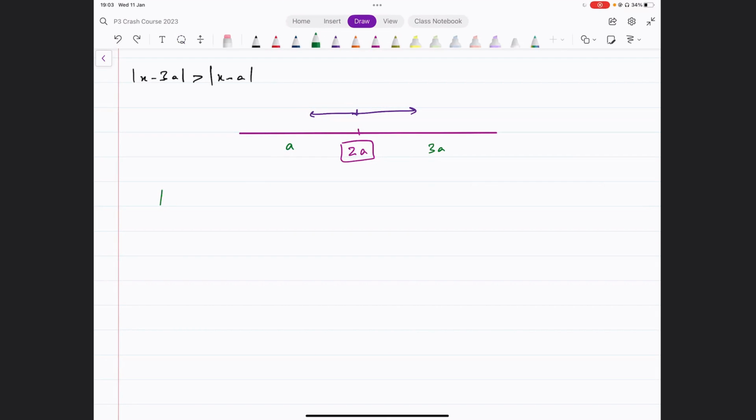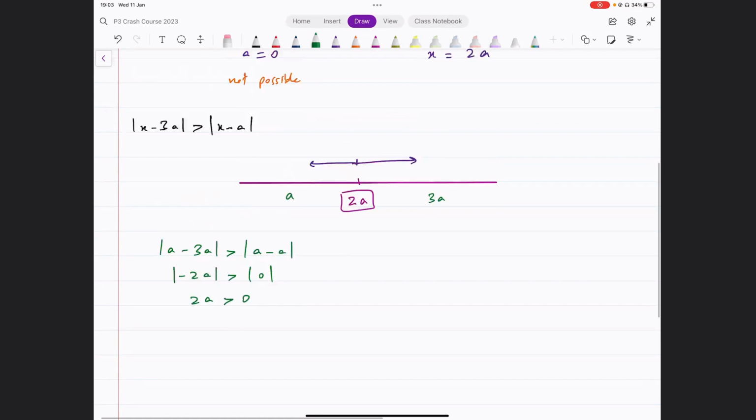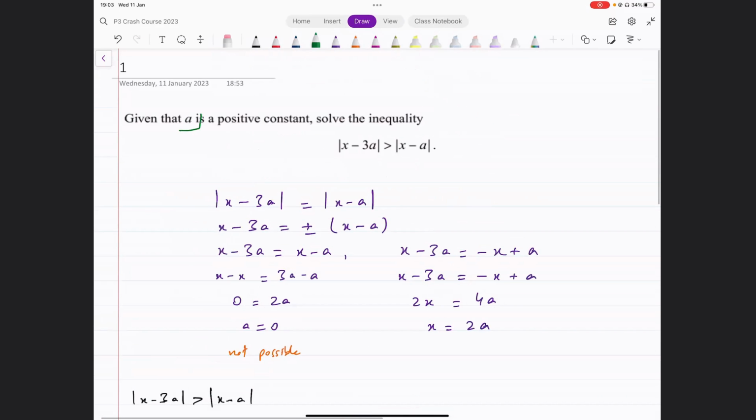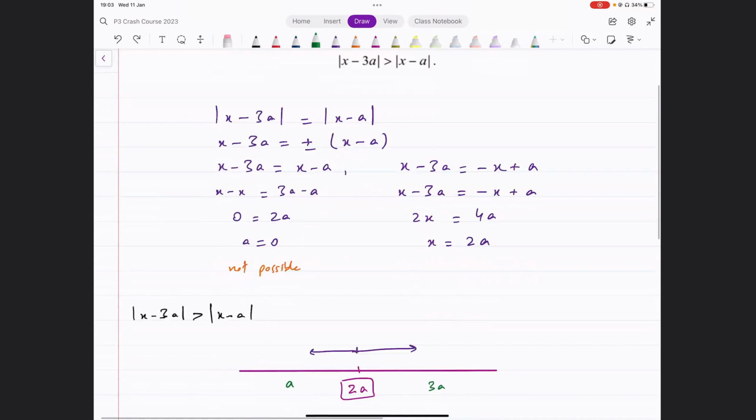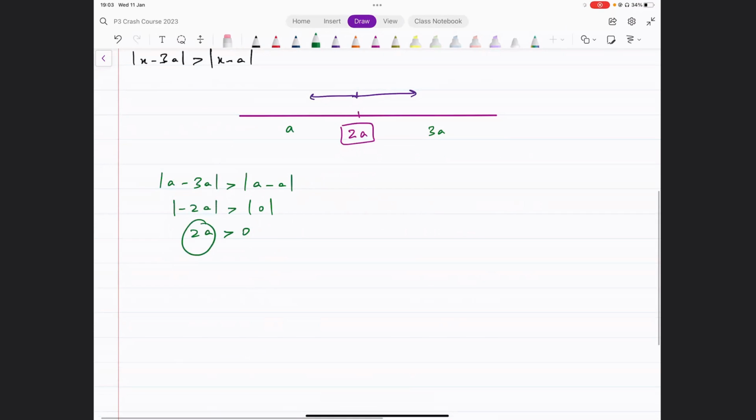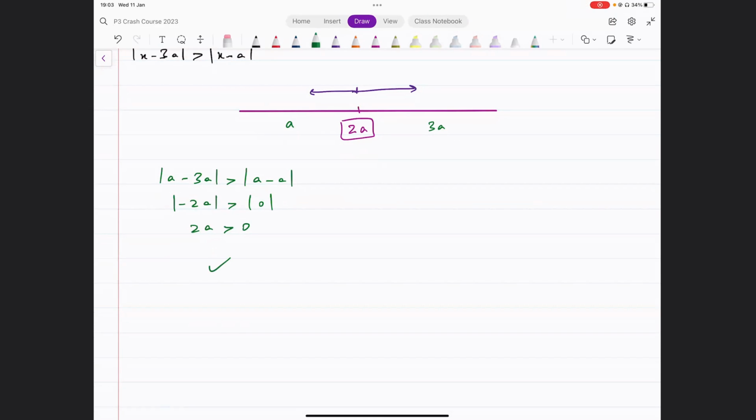|x - 3a|, in place of x, we put a here. |a - 3a| is greater than |a - a|. This gives us |-2a| greater than 0. And 2a is greater than 0. Is that correct? That is correct because a is a positive number. If a is a positive number, 2 times a is also something positive. So 2a greater than 0, that is correct.